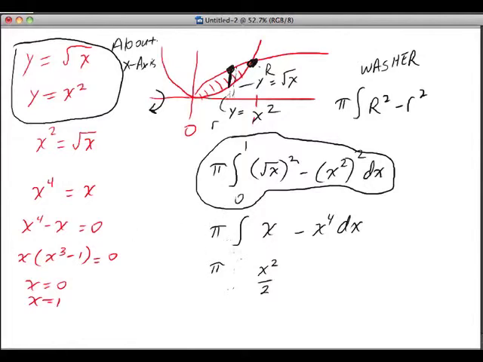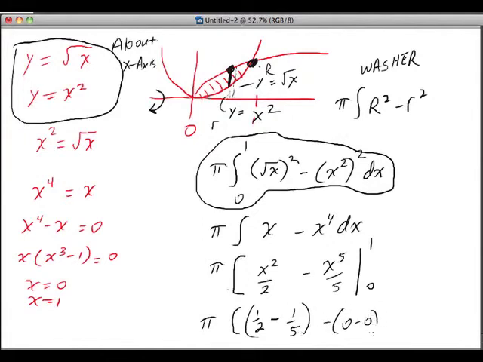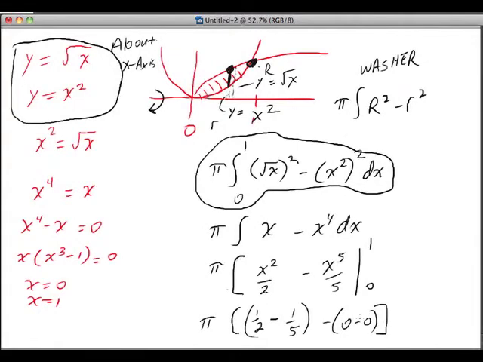So I have pi times: raise the power one higher, divide by the one higher, for each term. And then I plug in from 0 to 1. I'll plug in my upper bound, which gives me 1/2 minus 1/5. Minus, putting in my lower bound, I end up with 0 minus 0. Because I have to get a common denominator to combine these fractions between 2 and 5, the common denominator would be 10.